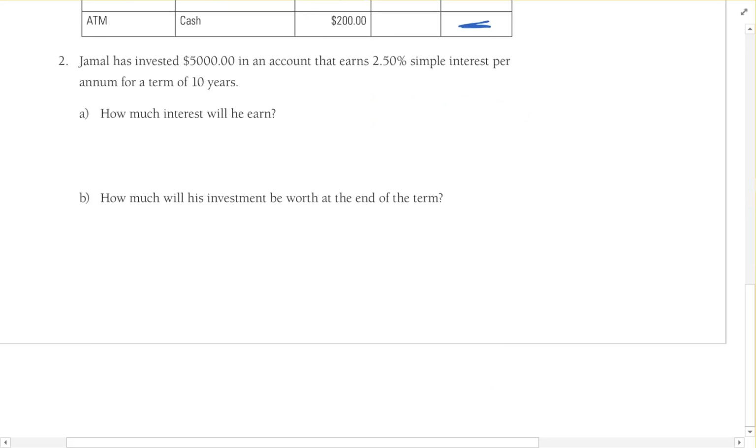Okay, number two. Jamal has invested $5,000 in an account that earns 2.5% simple interest per annum for a term of 10 years. How much interest will he earn? So simple interest, well, that's the simple interest formula. And that's all I'm really going to tell you. So go ahead and figure out how much interest he will earn now.